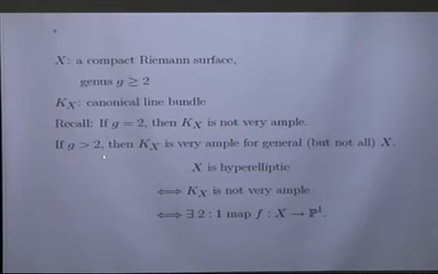Now, on the other hand, if the genus is bigger than 2, then the canonical line bundle is very ample for general X, but not all X. For given g, there are always some Riemann surfaces X of genus g such that K_X is not very ample, and these are called hyperelliptic curves. In other words, X is hyperelliptic if and only if K_X is not very ample. It's also well known that in this case there exists a 2-to-1 map from X to P1. This actually characterizes hyperelliptic curves, and there's a corresponding hyperelliptic involution on X when X is hyperelliptic.